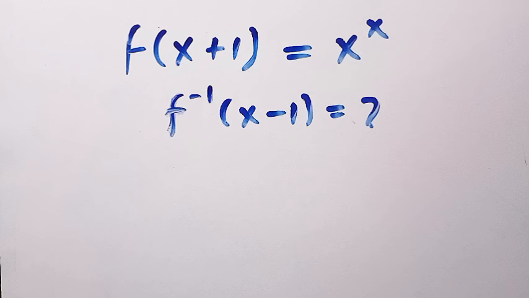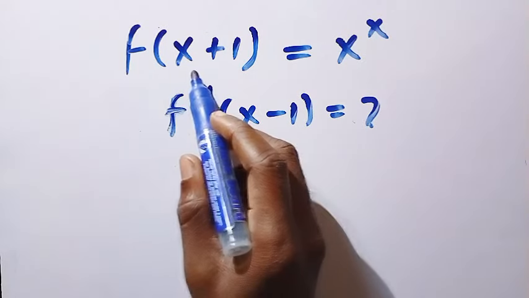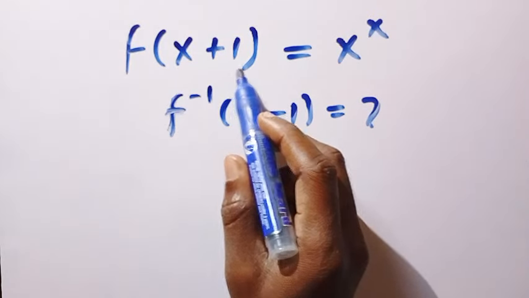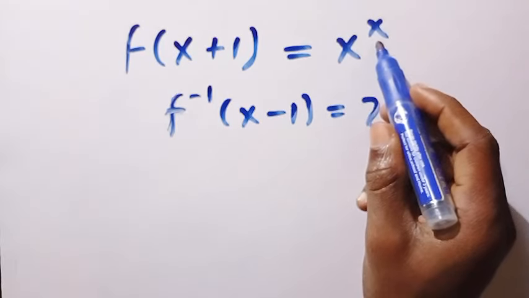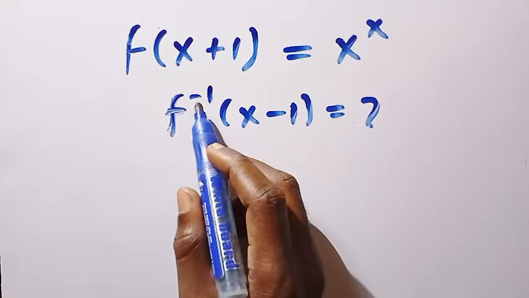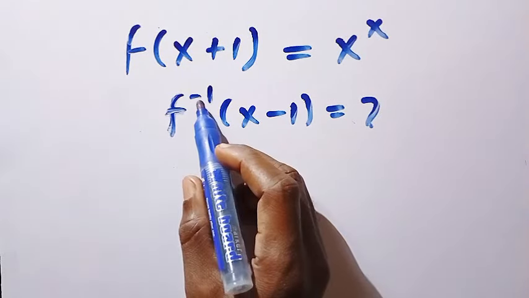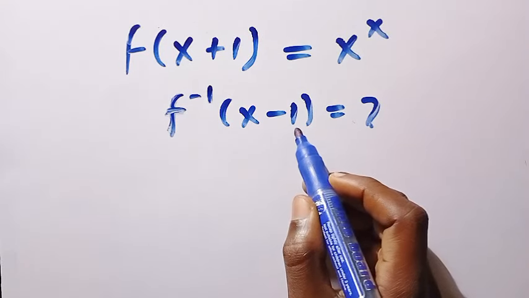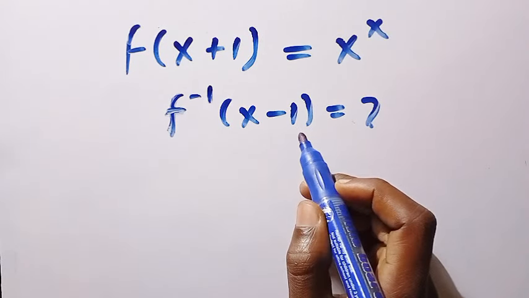How to solve these nice functional equations? We are given f of x plus 1 equals x raised to the power of x. So we are interested in finding the inverse of the function, which is f inverse of x minus 1.